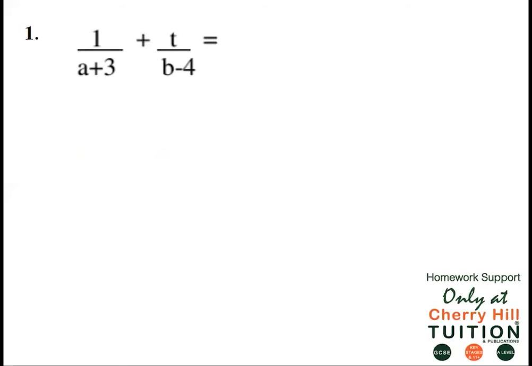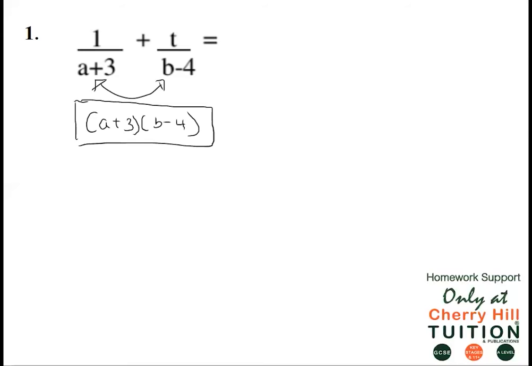Okay, so we have 1/(a+3) plus t/(b-4). Now, when it comes to adding algebraic fractions, we can't really find a lowest common multiple because we're dealing with letters here. So what you need to do is multiply both denominators together, which gives you (a+3)(b-4). And this is the denominator that you need. Okay?